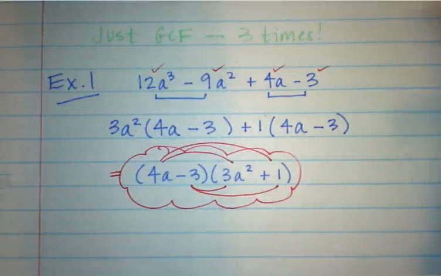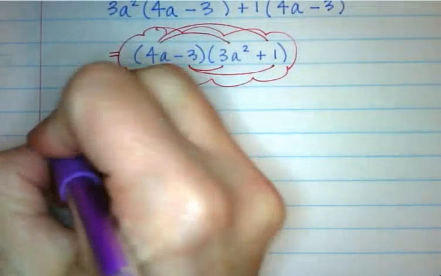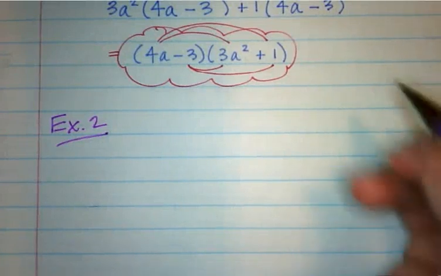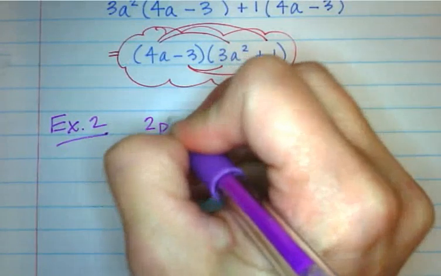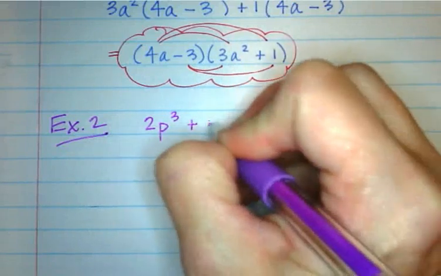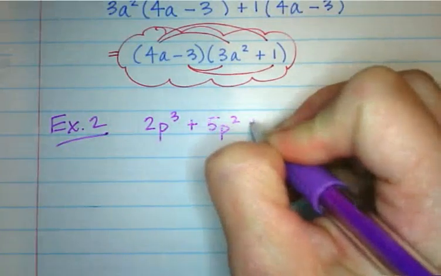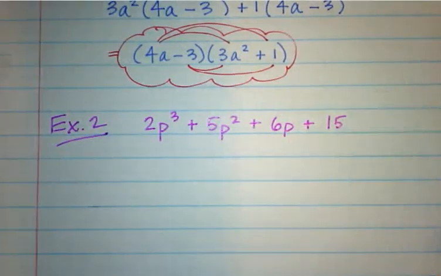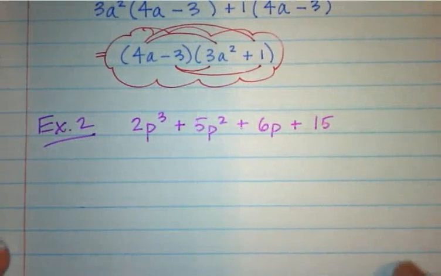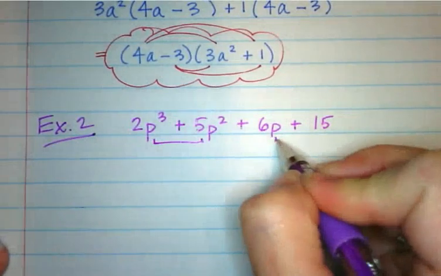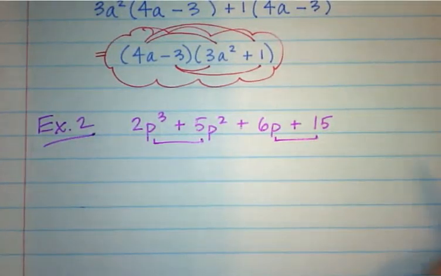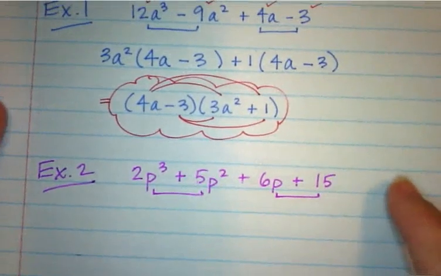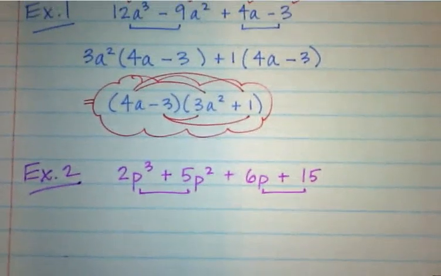This time, let me mix up some. So, for example 2, let's say we had 2p to the third plus 5p squared plus 6p plus 15. Now again, most of these are going to be able to be grouped as they're written. And now that we know, if we don't get the same parentheses, then we group them the wrong way. Okay, so that was not an accident, that was on purpose.